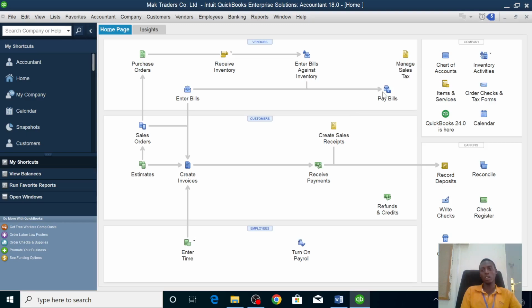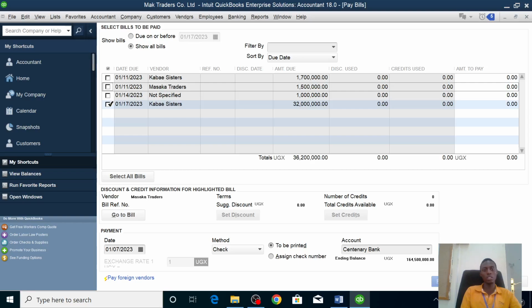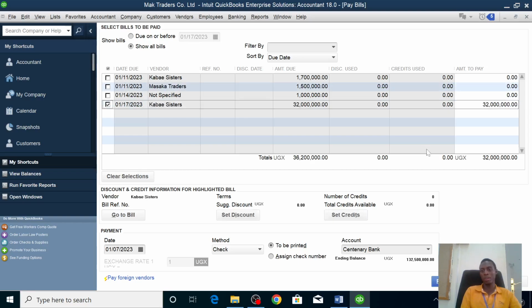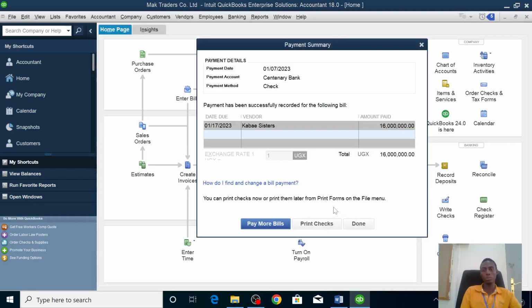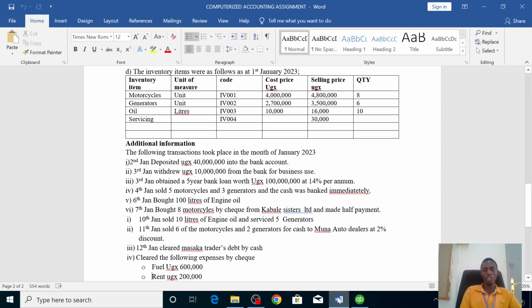I have to pay half of the payment. Come to pay bills. Select Covered Sisters. Then a half of 32 is 16. And I pay 16 million. It was paid by check. That's why here I have Centenary Bank. And I pay the selected bill. Next transaction.